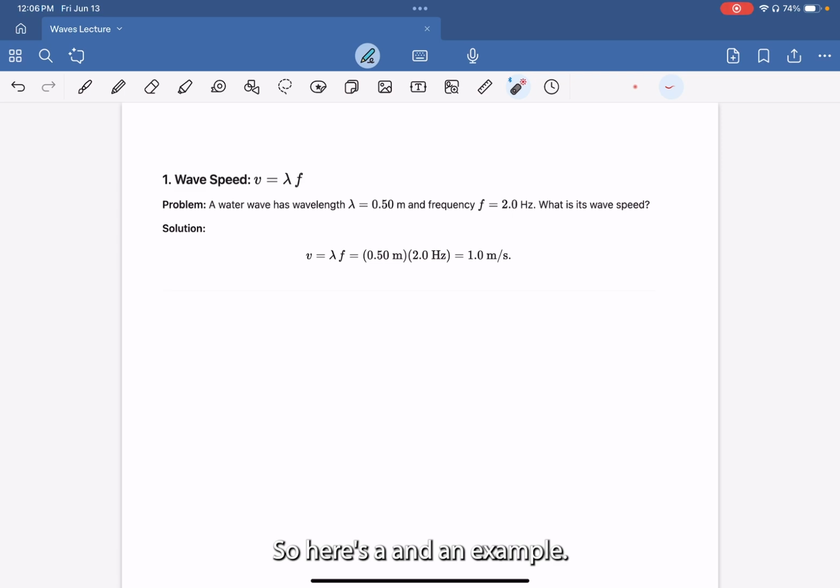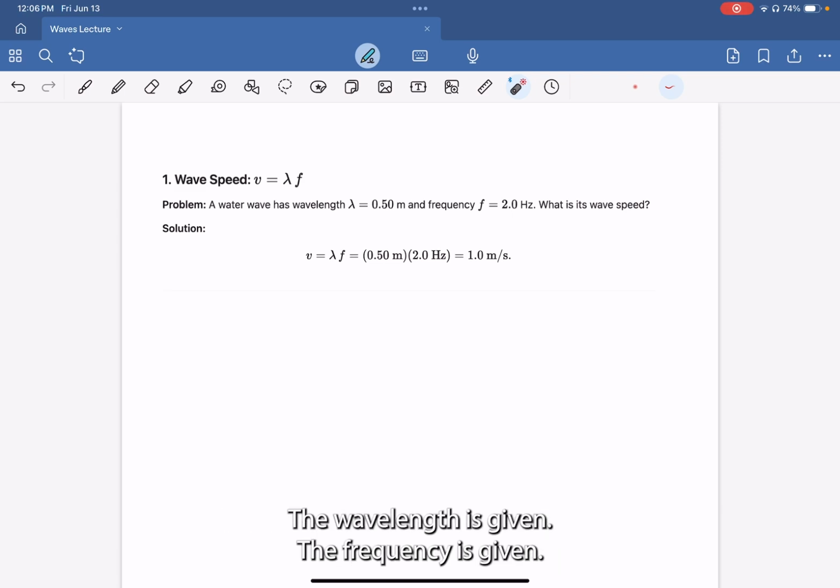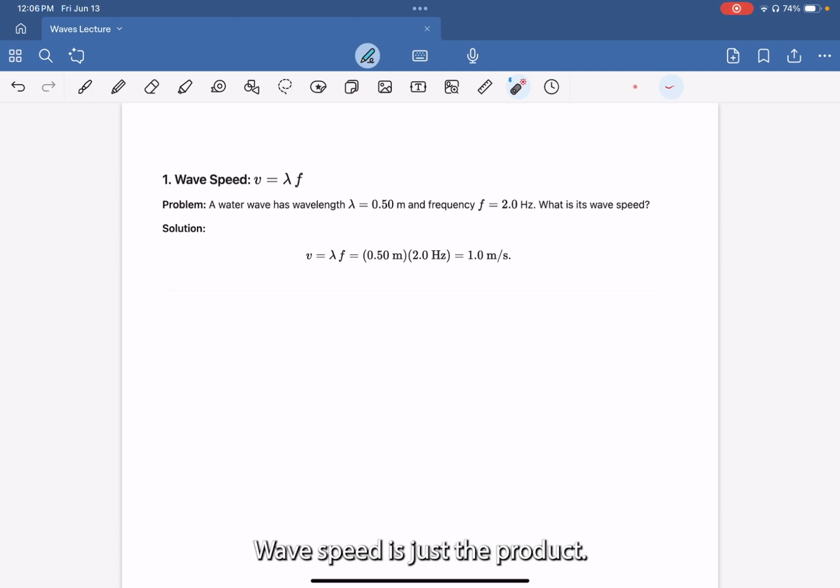So here's an example. I'm not going to read everything out. Very clear. The wavelength is given, the frequency is given, the wave speed is just the product. Can we move on, please? Okay.